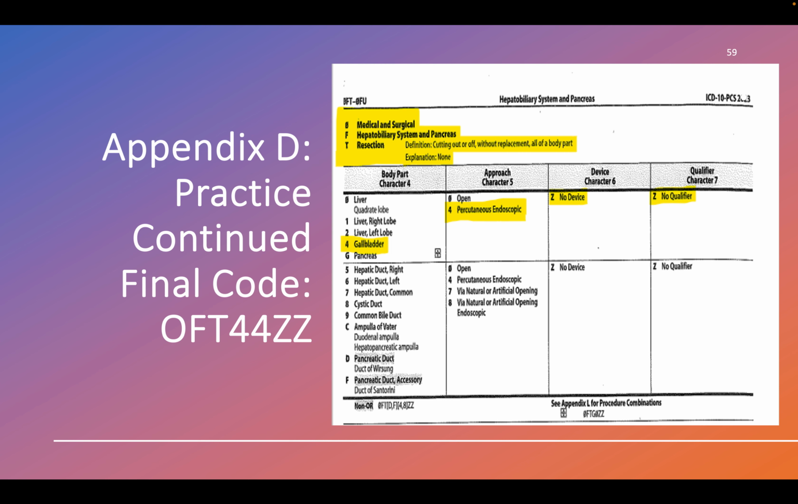And here is the example. So we have 0FT4 for gallbladder going straight across. The approach is 4. We're going to do percutaneous endoscopic. The device is Z, no device, and the qualifier is Z, no qualifier. So our code is 0FT44ZZ.